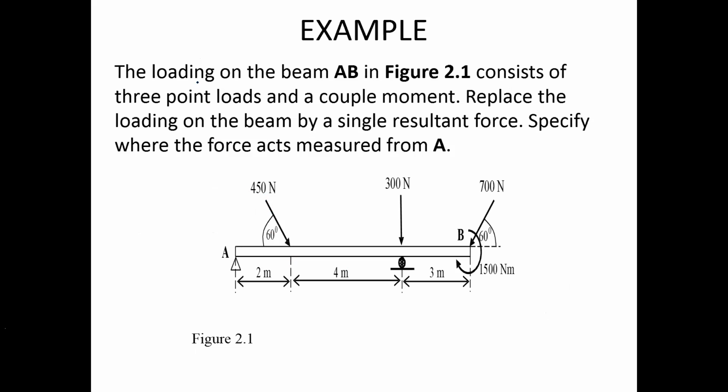All right. So they say the load on the beam AB consists of 3 point loads and a coupling moment. Replace the load on the beam by a single resultant force. Specify where the force acts, measuring from A. All right. Where's A? A is right here. B is right here. They probably could call that C. So the first force is 2 from here. Next one is 6, and the other one is 7. And they give a direction for all.